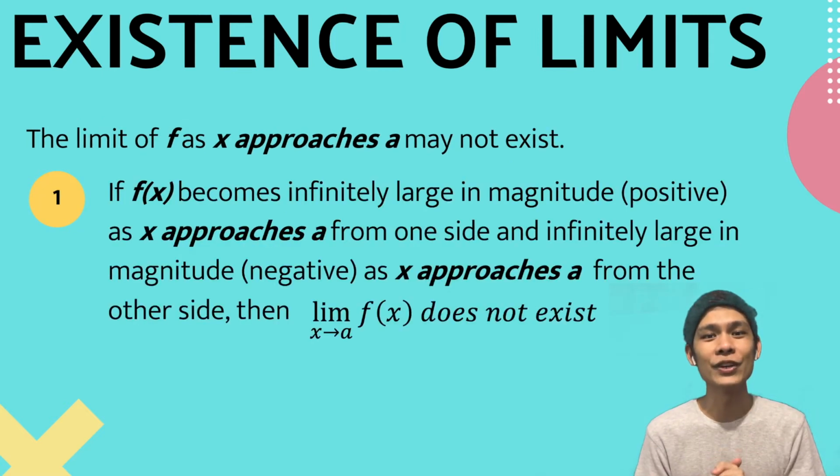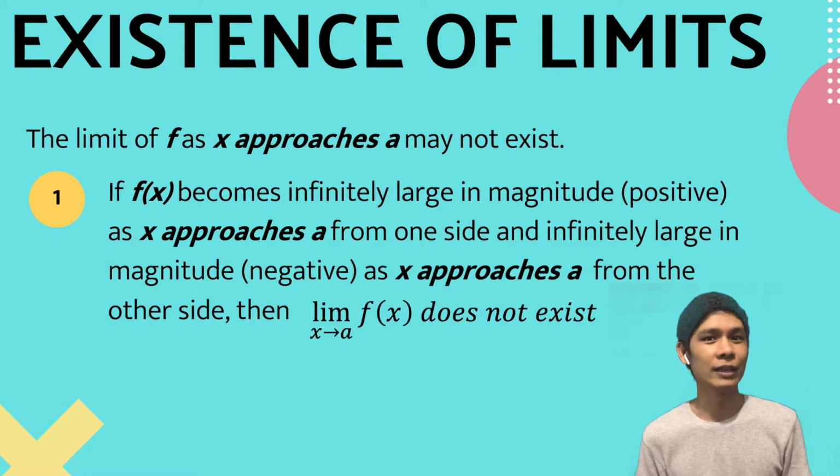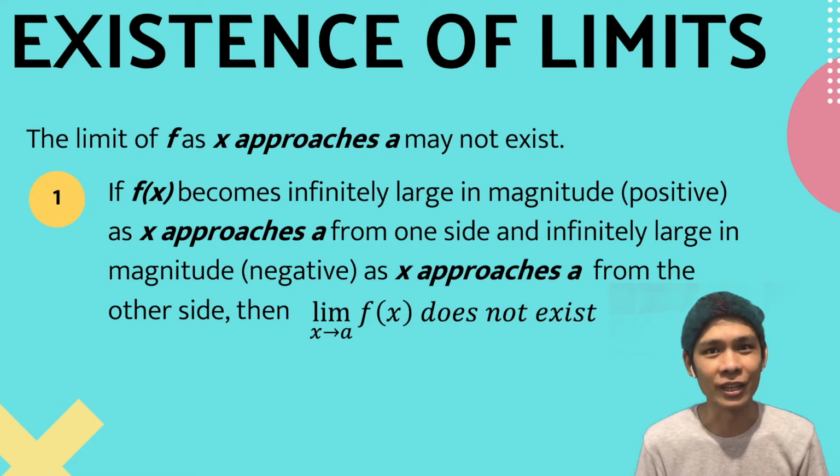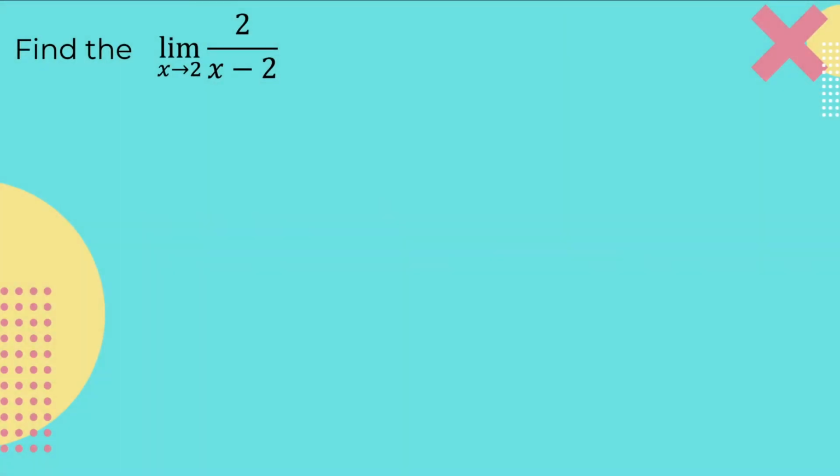In relation to the first statement, if the left-hand limit goes downward infinitely and the right-hand limit goes upward infinitely, or vice versa, then the limit does not exist. Let us have an example. Let's compute for the limit of the function 2 over x minus 2 as x approaches 2.